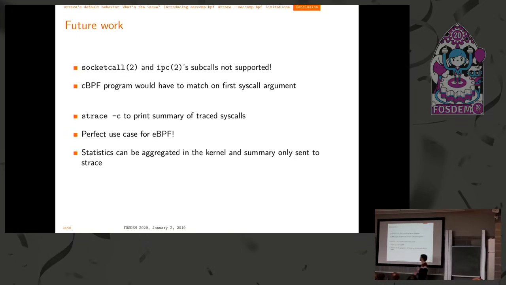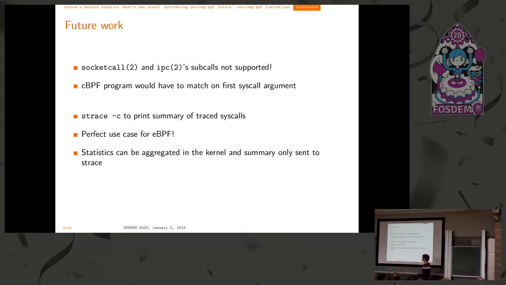So the first one is that on some architectures, you've got system calls like socketcall and IPC, which allow you to do basically other syscalls. So the first argument of socketcall, for instance, would tell you which syscall to actually do, for instance, a connect or something like this. Currently, this is not supported in the CBPF program because you would have to match on the first argument of the syscall, the number that is the first argument of socketcall, for instance.